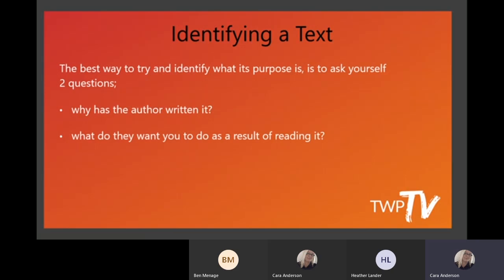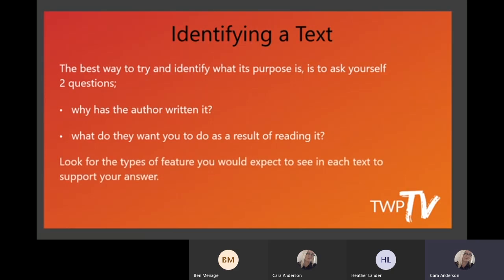Do they want you to just go away and think about, well, actually, yeah, I might change my opinion on that subject, or actually I might change my opinion and I'm no longer going to buy the next iPhone, I'm going to go and buy a Samsung. So it's, what do they want you to do as a result of that? Basically, you then need to look at the types of features within those texts to help support your answer. I guarantee you there will be a question on what is the purpose of the text.